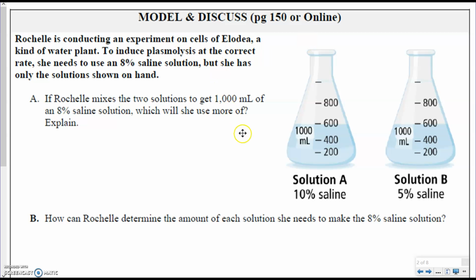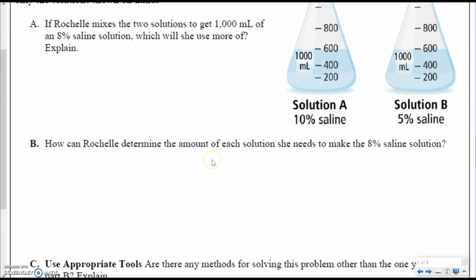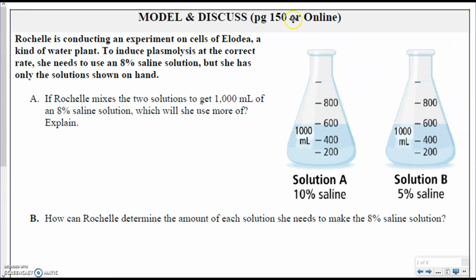Okay, again, there's a model and discuss here. You are going to look at this problem and either enter your answers online or through Edpuzzle. It works either way. So I'm going to go ahead and hit pause here. Once you're done, submit your answers, and then you can move on.